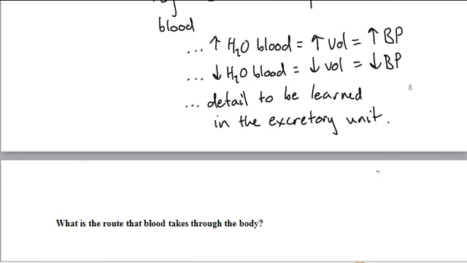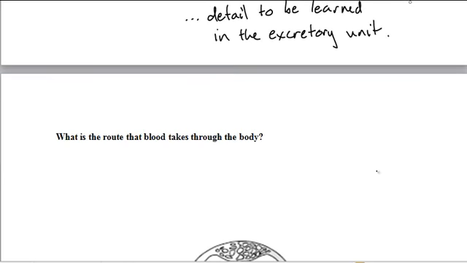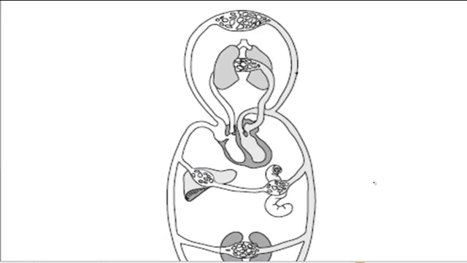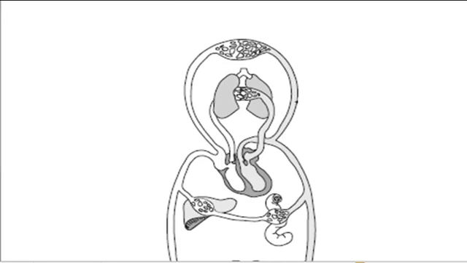Okay, so one last thing, and that's what is the route that the blood takes through the body. This is kind of fun. It's just learning the pathway of blood in your body. So let's identify the key features here. This here is meant to refer to your lungs.